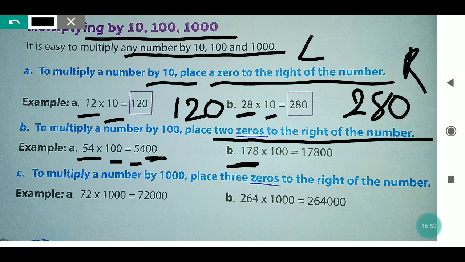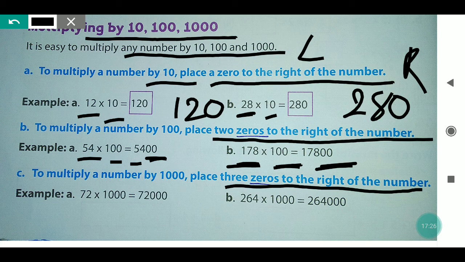In the same way, you can see a 3-digit number being multiplied by 100. The number of zeros which are written here, we have counted and put to the right side. Now 178 into 1 will be 178 only. To multiply a number by 1000, place the 3 zeros to the right side of the number. Only the number of zeros is increasing to the right side. Rest all things remain the same.